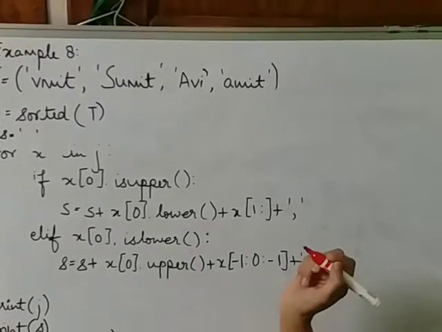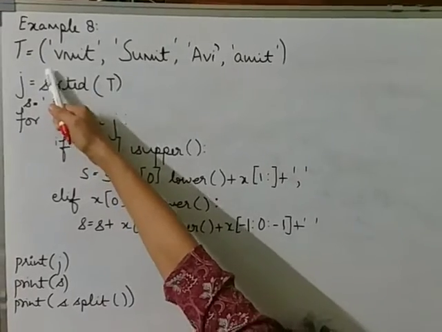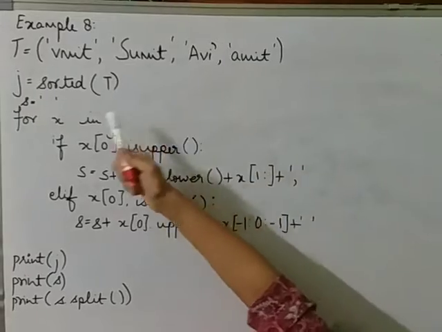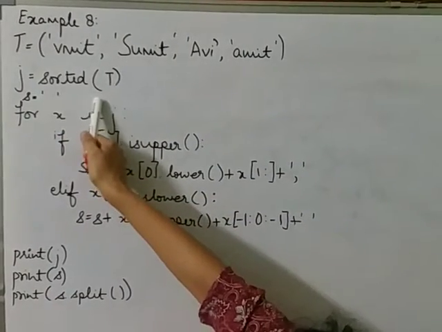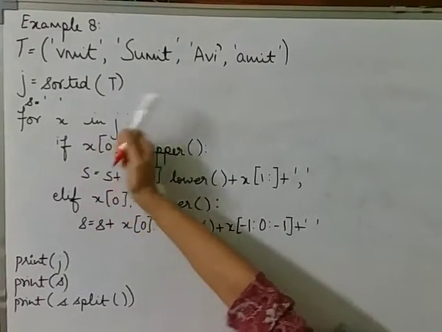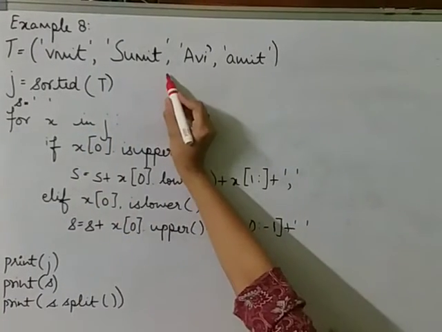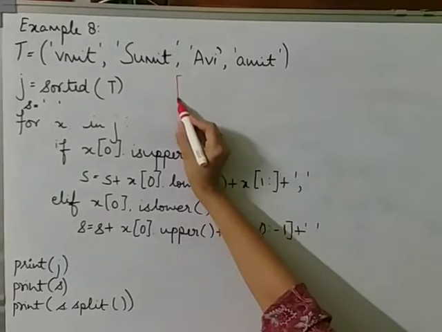Now this is example number 8. Here we are having a tuple with these values, and after that we are using a sorted function. When you use the sorted function, J will contain a list of the elements. How will it be sorted?